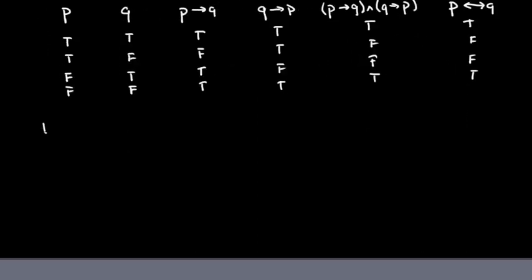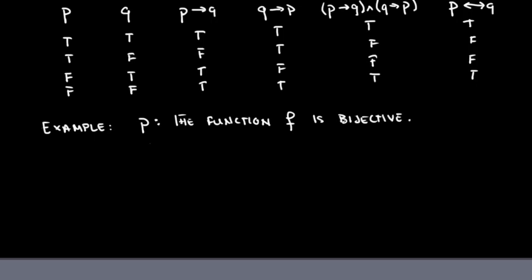Let me give you an example. Let's say you have the statement P, which is the function is bijective. You don't need to know what a bijection is here. That's not the point. So let's say actually, the function f is bijective, and Q is going to be the statement, the function f is invertible.